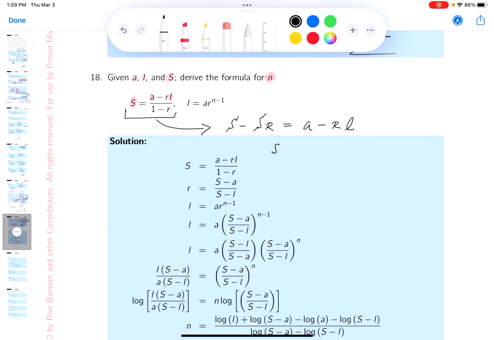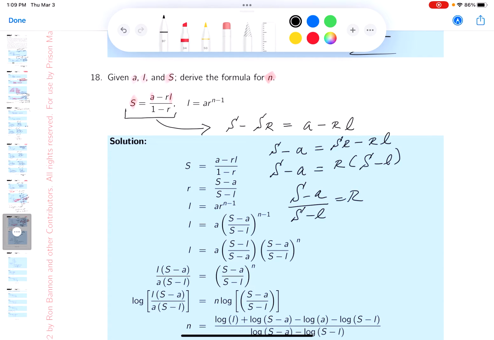So you can get S plus, I'm solving for R, right? So it's going to be minus A equals SR minus RL. S minus A is equal to R times S minus L. So what do I get? I get S minus A over S minus L is equal to R.